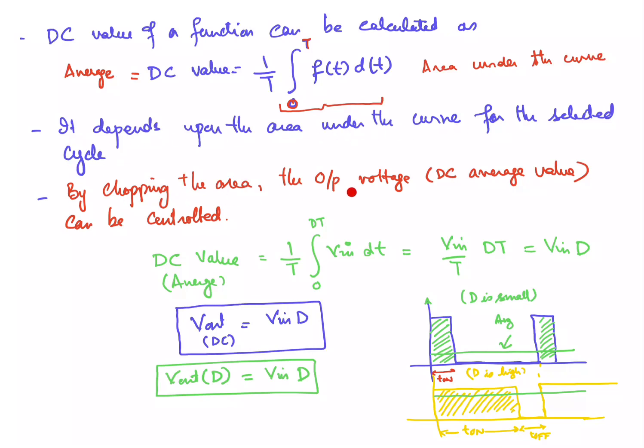So by chopping the area, the output voltage, that is the DC value, can be controlled, and that's why we call it the chopper circuit, because we are chopping the area. So now let's apply this formula over here. The DC value is given by 1 by T into the integration of the function. So what is the function that we are going to get at the output?